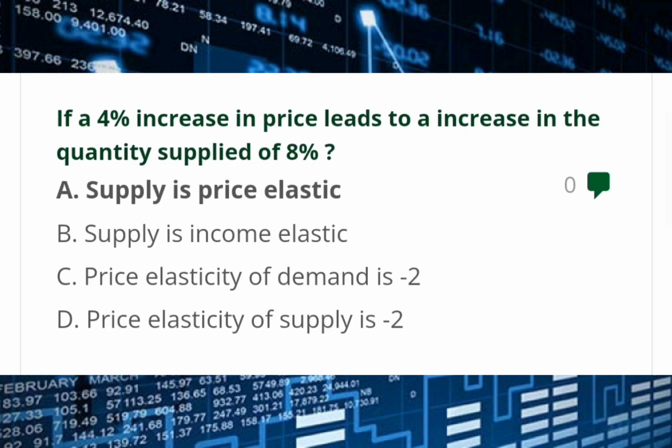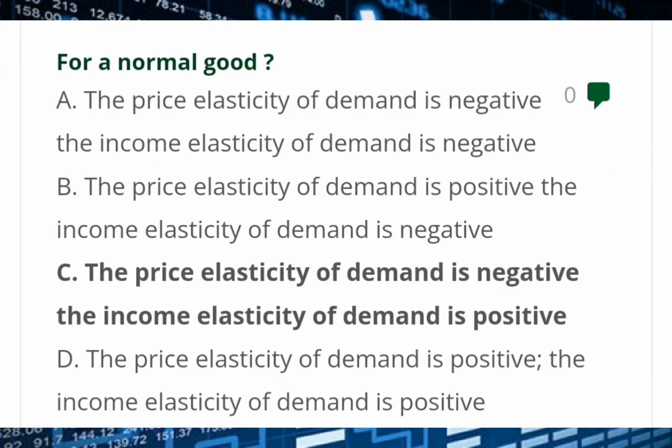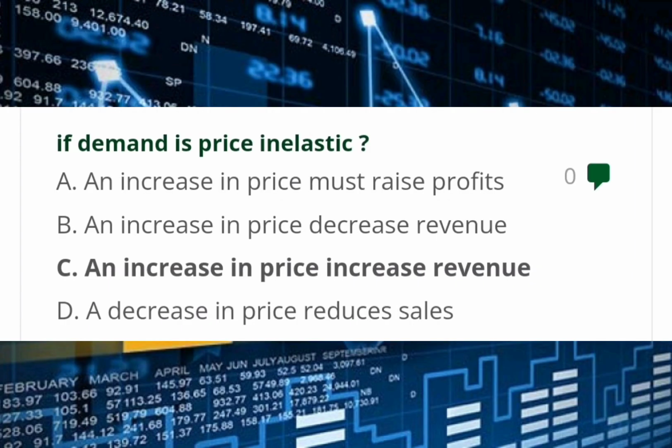If a 4% increase in price leads to an increase in the quantity supplied of 8%, answer A, supply is price elastic. For a normal good, answer C, the price elasticity of demand is negative. The income elasticity of demand is positive. If demand is price inelastic, answer C, an increase in price increases revenue.